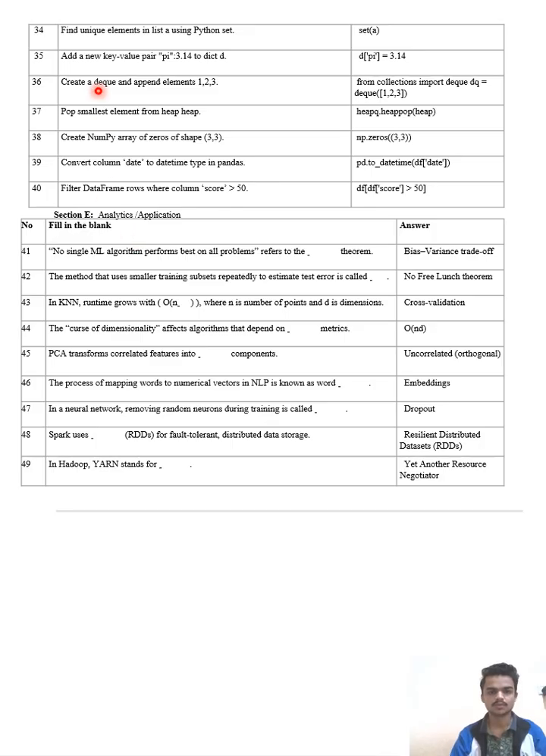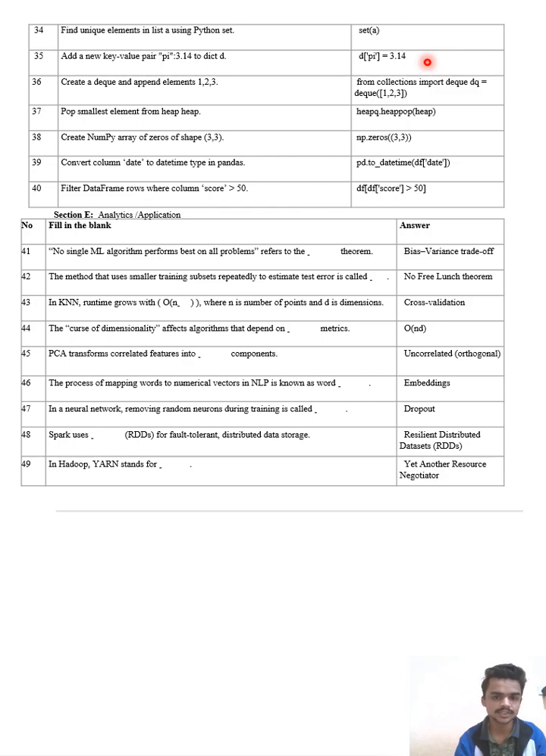Question number 34. Find unique elements in a list using Python set. So the answer will be set A. Add a new key value pair pi such that 3.14 to dictionary D. So D of pi is equal to 3.14. Create a deque and append elements 1 to 3. From collections import deque, dq is equal to deque of 1 to 3. Pop the smallest element from heap. So heapq.heappop in braces heap.